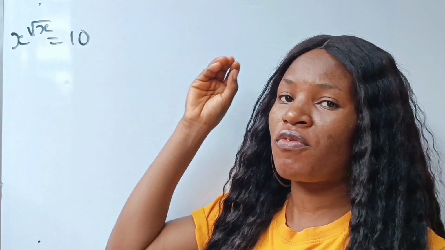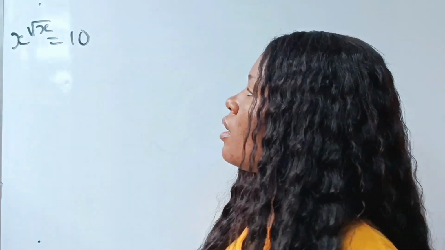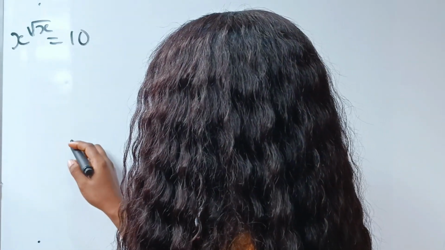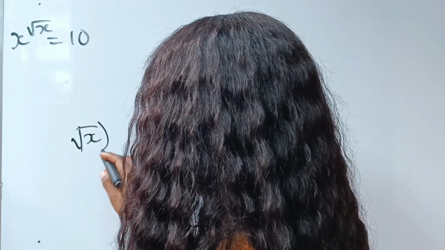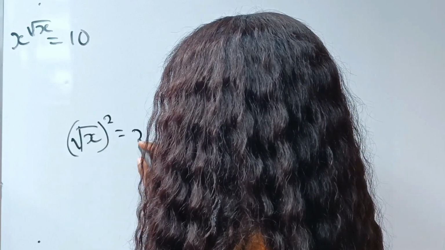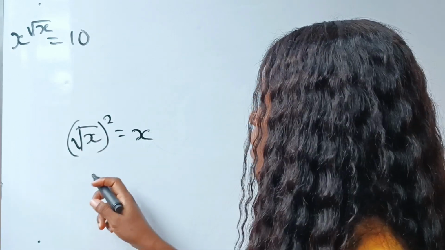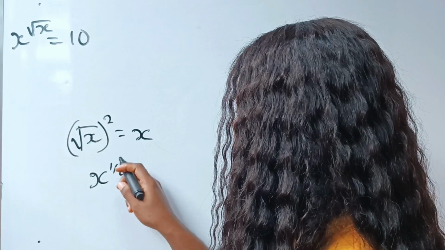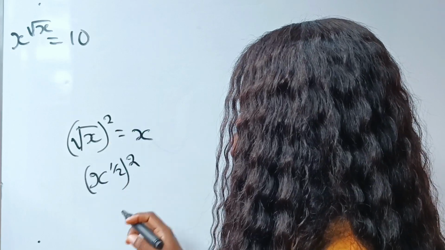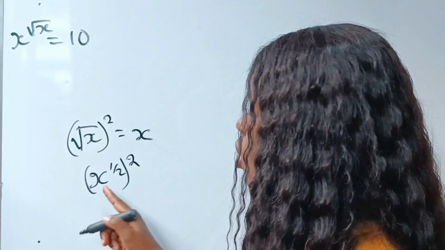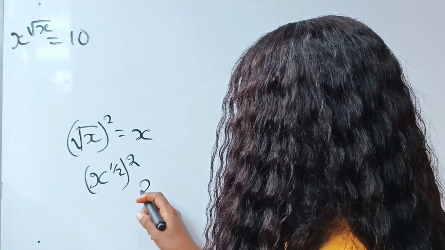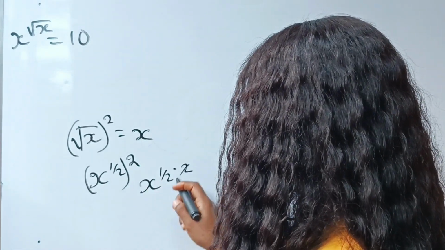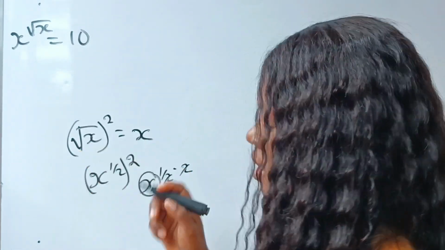If x raised to the power of root x is equal to 10. Note that square root of x raised to the power of 2 is still equal to x, right? Because square root of x is the same thing as x raised to the power of half, raised to the power of 2. And when you have two powers on a base, you can multiply this out, right? So we cancel this, you are still left with x.